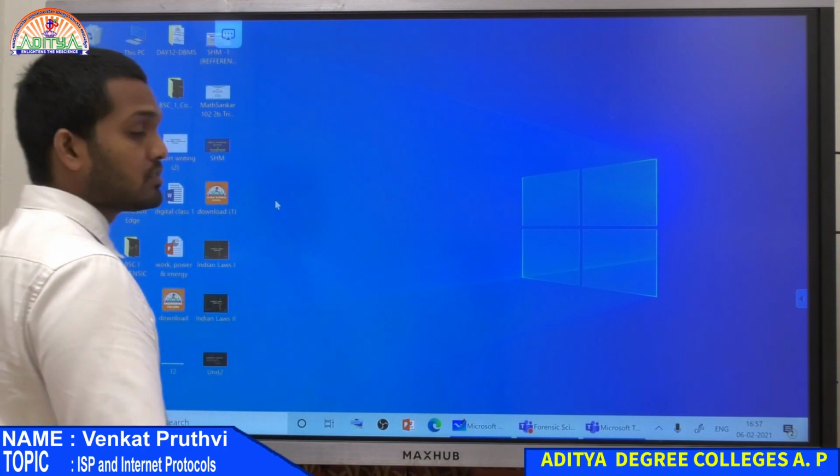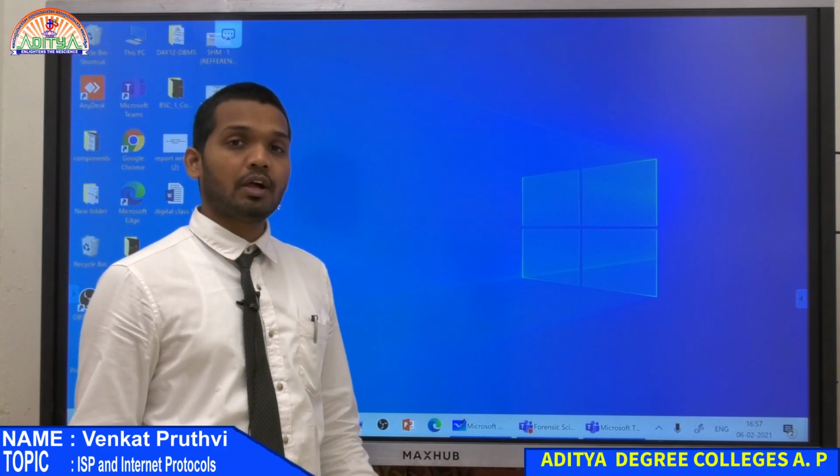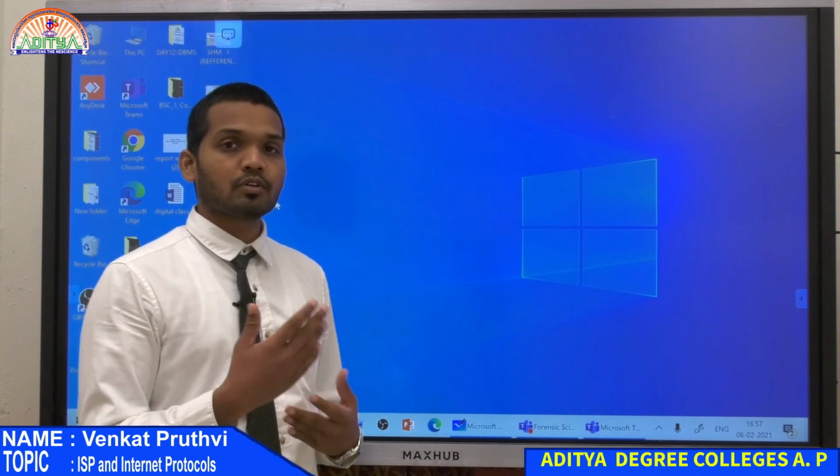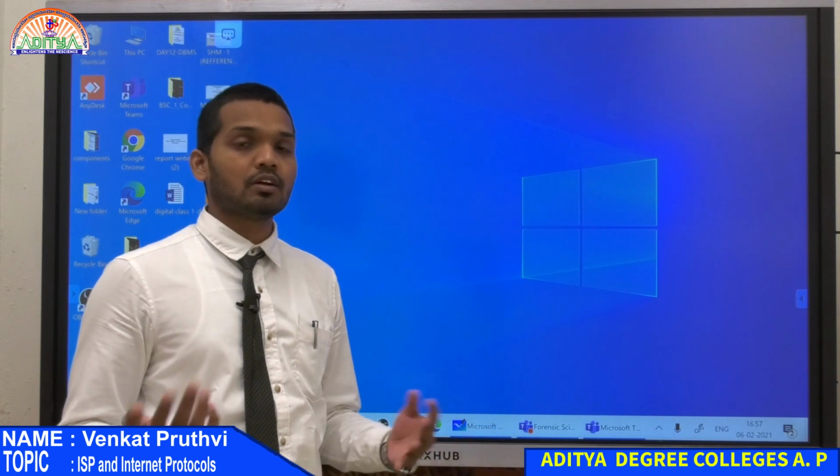In the next class, we will start with the third unit, which is all about printers. We'll be starting with the output units, output devices, what are the different printers we have, how do we connect printers and all.